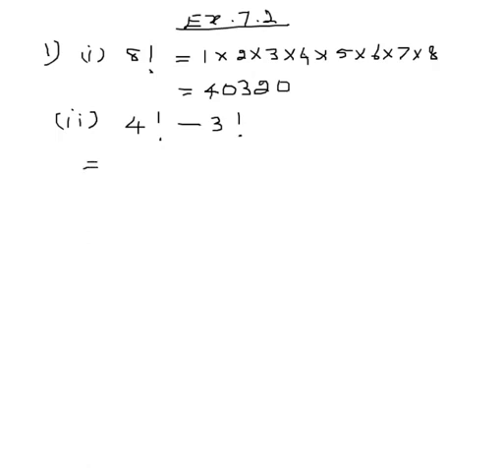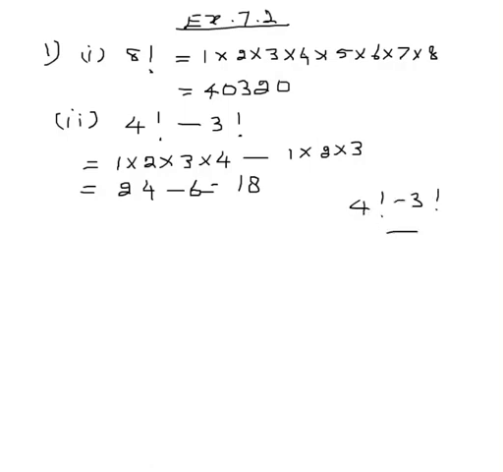Then the second subdivision, 4 factorial minus 3 factorial. 4 factorial is 1 multiplied by 2 multiplied by 3 multiplied by 4, minus 3 factorial, which is 1 multiplied by 2 and multiplied by 3. This is 24 and that is 6. 24 minus 6 is 18. So 4 factorial minus 3 factorial should not be written as 1 factorial. You have to find their factorials and then subtract. You should not subtract the numbers first and then find the factorials.